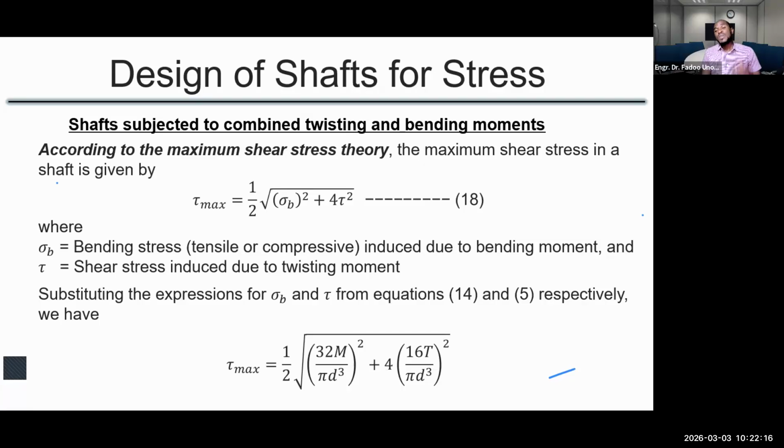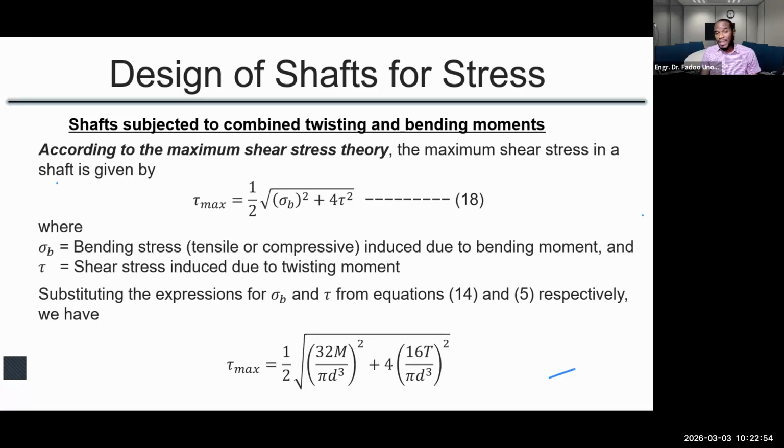Okay. When we came to axles that were experiencing only bending moments, we had just the maximum allowable bending stress active. But because we are combining both, if we're going according to the maximum shear stress theory, then the maximum shear stress created in this body is going to be a combination of the maximum allowable normal stress and the maximum allowable shear stress. And that's the equation there, right?